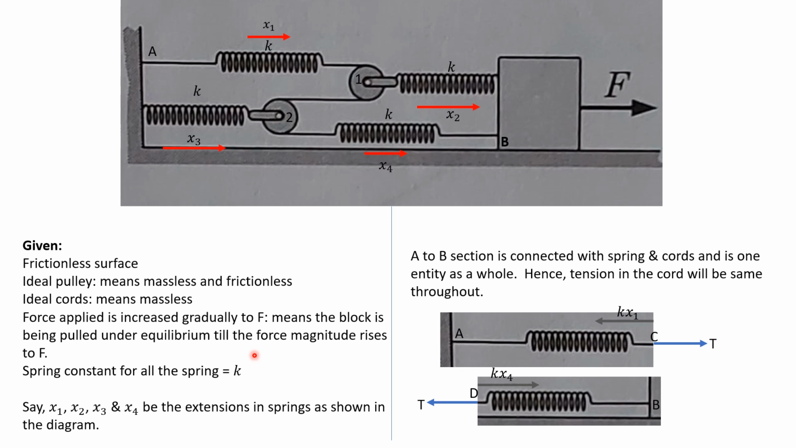Let us give the name of these springs as this is number 1 spring, this is number 2 spring, this is number 3 spring, this is number 4 spring. So when the force has risen to the value F, we have shown that x1 is the extension in spring 1, x2 is the extension in spring 2, x3 is the extension in spring 3, and x4 is the extension in spring 4.